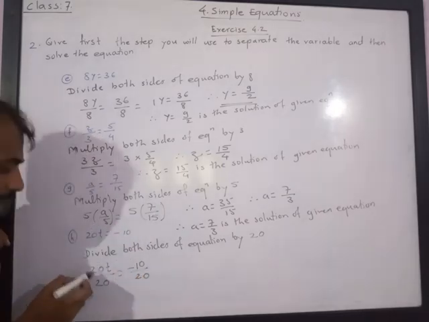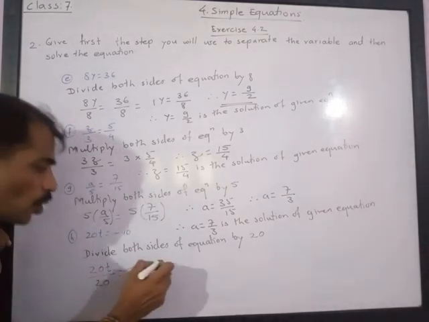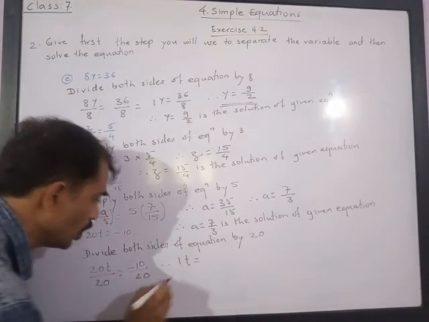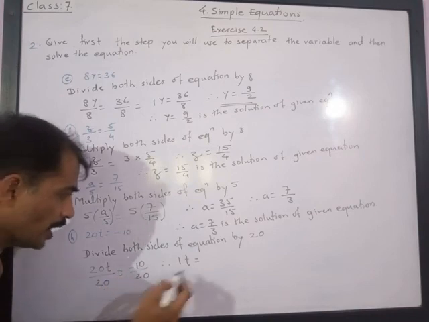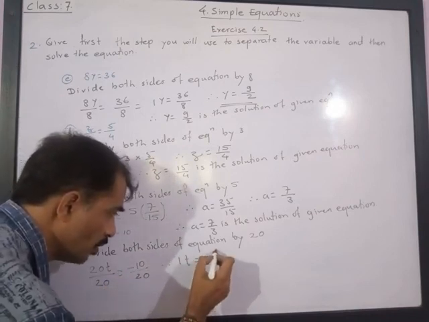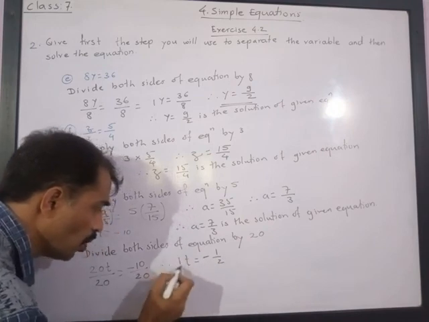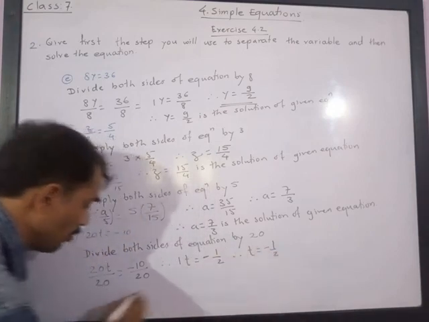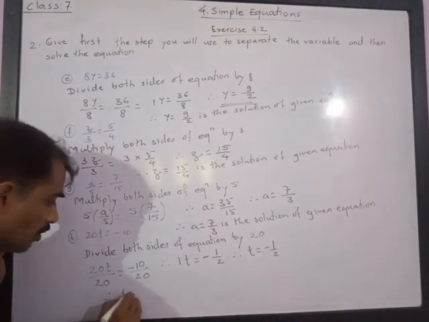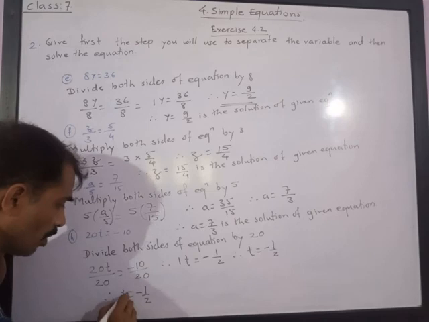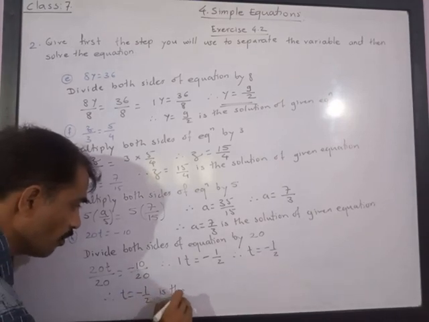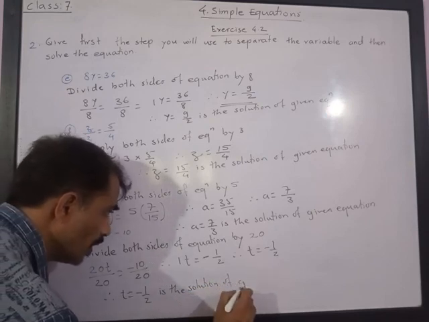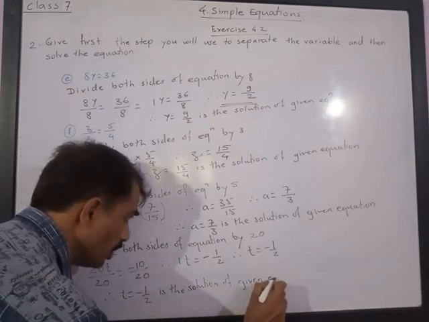So this becomes 20 divided by 20 is 1. So you will get 1t is equal to, 10 ones are 10, 10 twos are 20. Negative sign will remain as it is. You will get 1 upon 2. Please note 1t is t itself, so t is equal to negative 1 upon 2. Therefore, we have got the solution. t is equal to negative half or negative 1 upon 2 is the solution of the given equation.